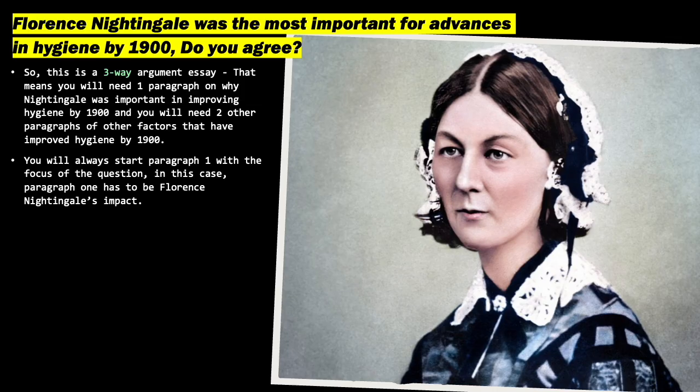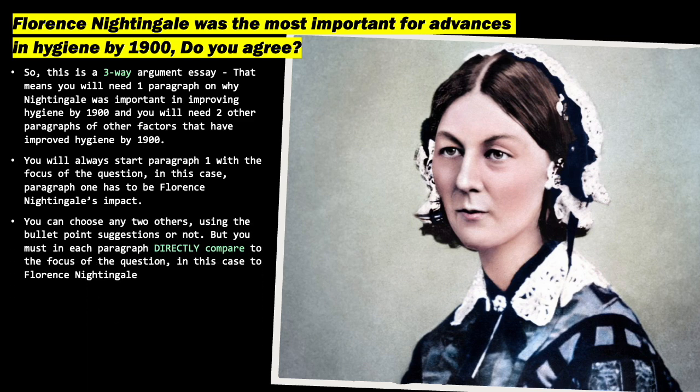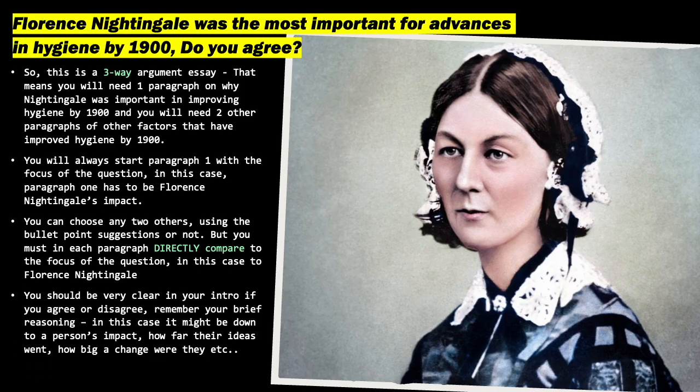So it's really helpful if you do the focus of the question in paragraph 1 if it is a three-way argument. Okay, and then you can choose any two you want. The bullet points will make suggestions, which we'll see in a sec, but you can choose any that you want. Once you've done Florence Nightingale, you can pick any, but they must be directly compared to the focus of the question. In this case, it's Florence Nightingale. All the way through your other paragraphs, despite the fact that this happened, it's more or less important than Nightingale's work all the time.